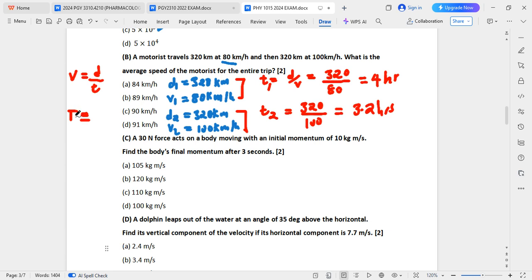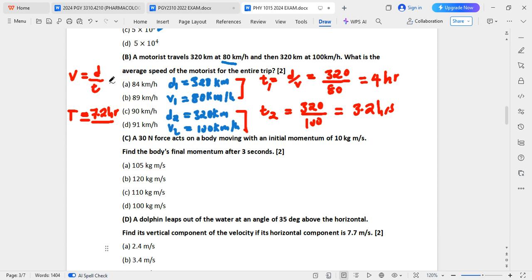So I've even used the capital T there. That is going to give us 7.2 hours. So this is the total time. And therefore, for us to find the average speed, we are calculating average speed from the question.